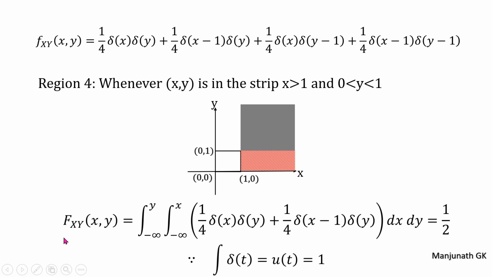And let us calculate the bivariate cumulative distribution function where x is greater than 1 and y is from 0 to 1. Similar to region number 3, 1 by 4 and 1 by 4 are the constants. Integration of delta x and integration of delta y gives u of t, which equals 1. Similarly, this term will become 1. So 1 by 4 plus 1 by 4 equals 1 by 2. In region number 4, the bivariate cumulative distribution function for a given bivariate probability density function is 1 by 2.